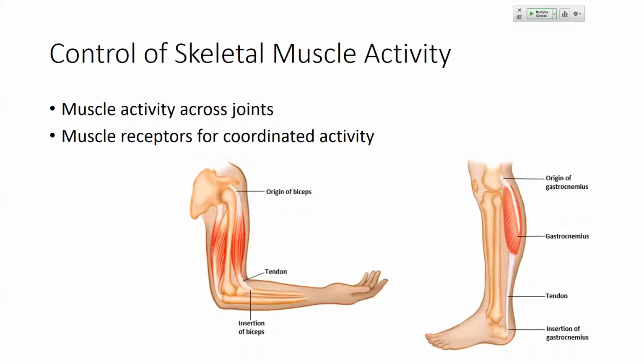So the biceps brachii is inserted in the forearm, but its origin is in the arm. And so its action is across the elbow joint. And when it contracts, it's going to bring about flexion of the elbow joint.